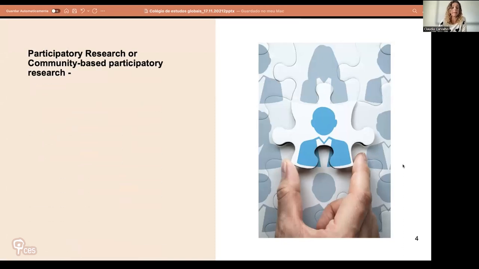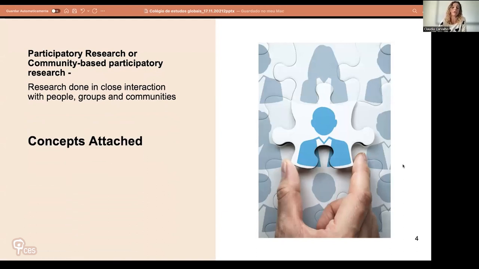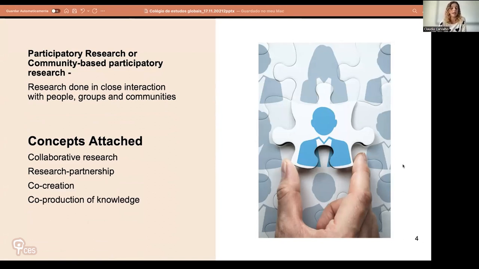And what are we talking about when we talk about participatory research and community-based participation? We talk about research done in close interaction with different types of groups, communities, and individuals. And we have many other concepts attached to this process. It is about collaboration, partnership, co-creation, and understanding knowledge in a different way. And this is really interesting.